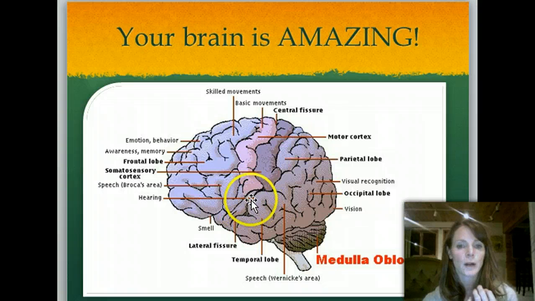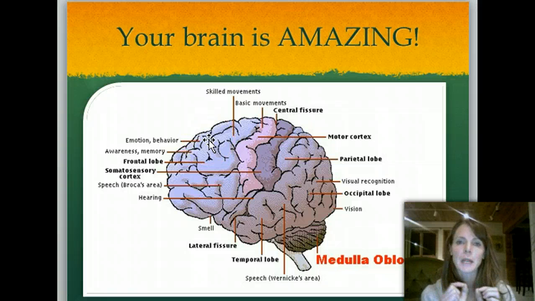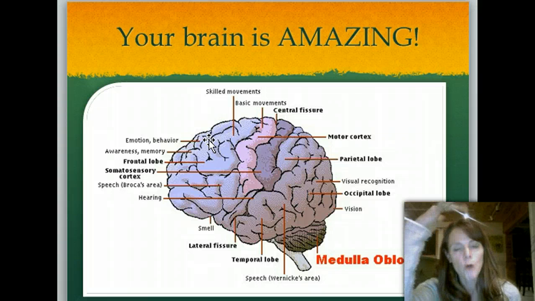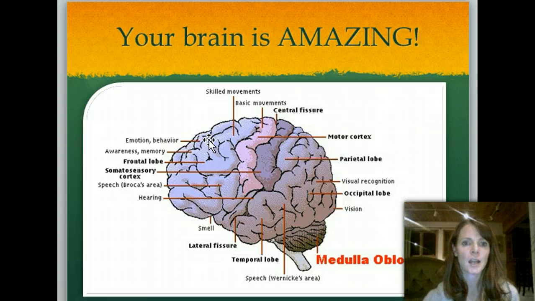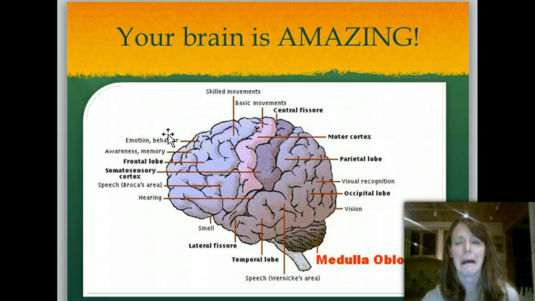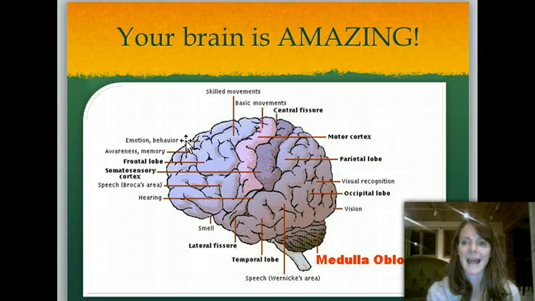Right here's where you process hearing. This one's smell. All of these different things, visual recognition, awareness and memory right here, emotion and behavior. So it's very interesting that different parts of your brain are responsible for different things. And back in the day, they figured a lot of this out by basically having somebody open up their skull, nothing there but brain. They're totally alive, and basically pricking little different areas of the brain to see what's stimulated. And they prick an area, and all of a sudden they start crying. Well, maybe they poked this area where emotion and behavior is housed, okay?